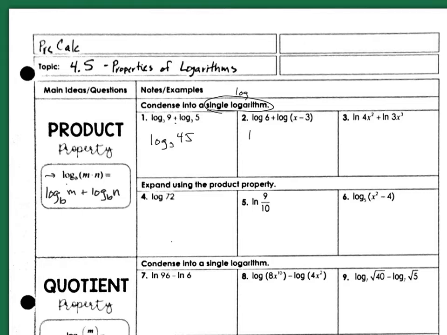Same thing here. This is the common log, no base, and we're going to multiply. Now you should continue to multiply and finish the problem. Here we're going to multiply, so we have the natural log of 4x squared times 3x to the third. And so that'll give us the natural log of 12x to the fifth. Well, multiplying means add your powers, of course.